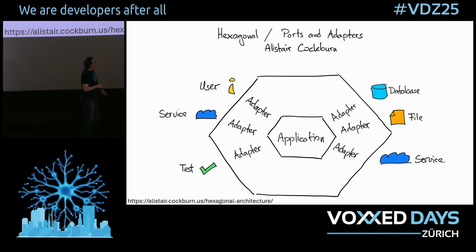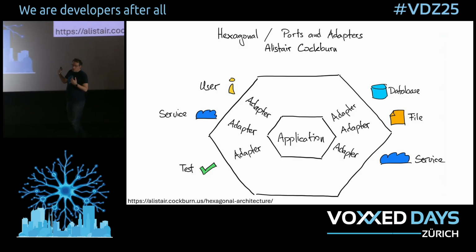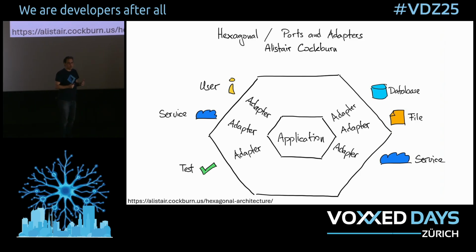And here the idea is that in the middle, not above or below, but in the middle you have the application, the business logic. And the business logic knows nothing about its surroundings. So when you are a user and you want to interact with that application, you have to go through a port. A port is like an interface or a contract. The application states what is possible to be called.